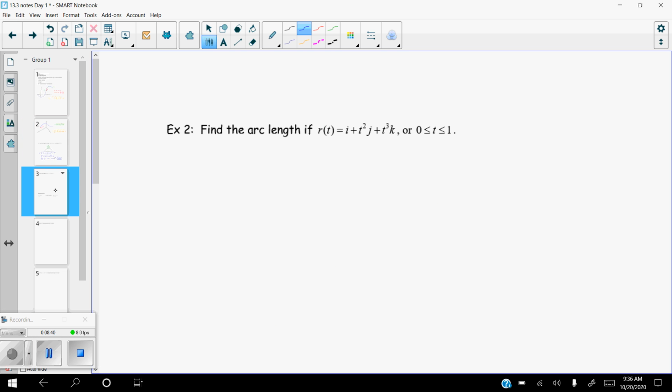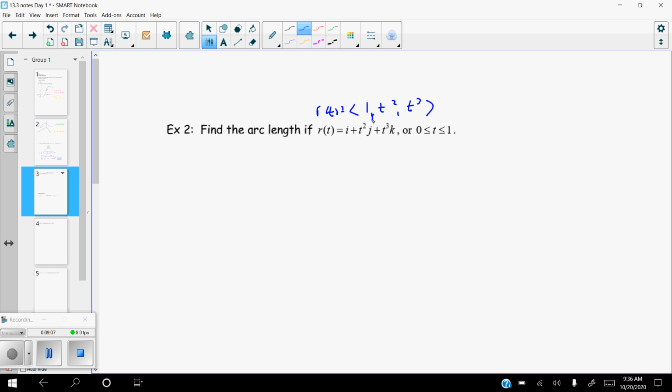Okay, let's look at another example. Find the arc length if r of t is i plus t squared j plus t cubed k from 0 to 1. So in this case, it might help, just personal preference, if you wrote this in vector notation like this. So it looks like it's 1, t squared, t cubed. Sometimes it's just easier to see it from that form.